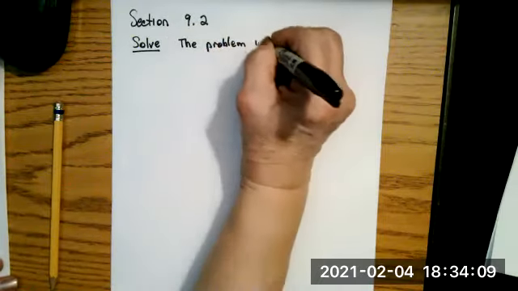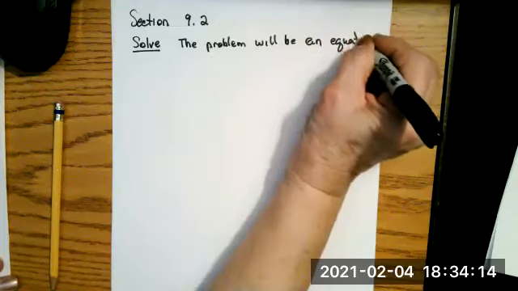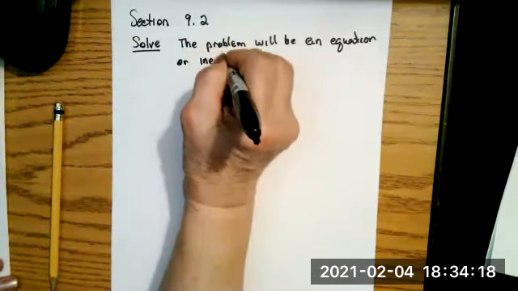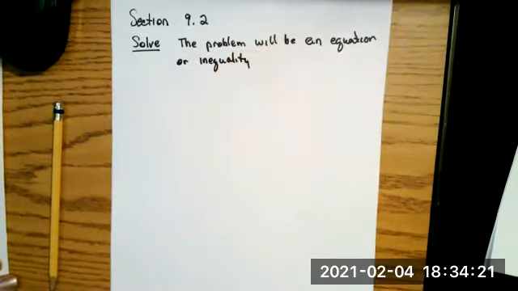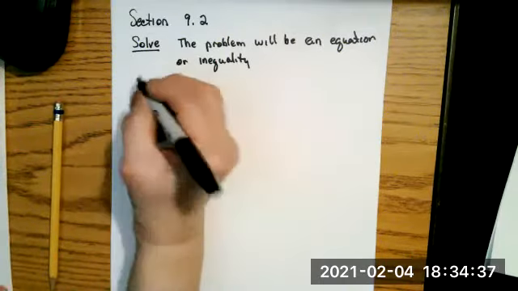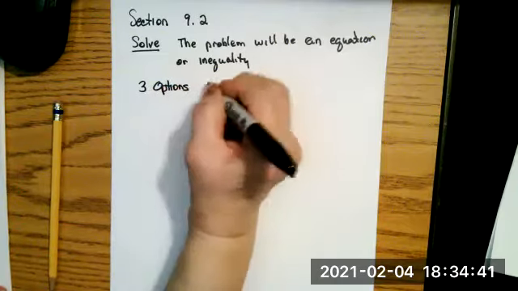will be an equation, or it might be an inequality. Okay, it's not just an expression like we talked about last time we met. It's going to have an equal sign or one of those less than, greater than, less than or equal to, greater than or equal to problems. But as some of you know, there are three options for equations.